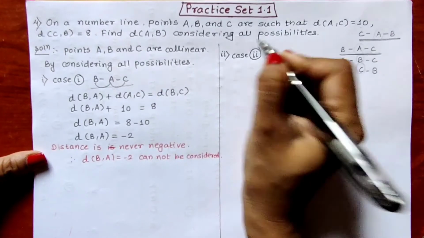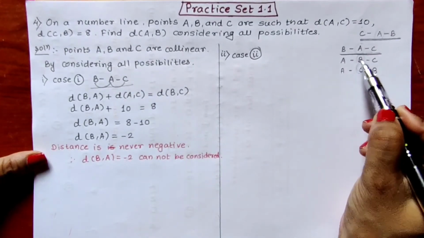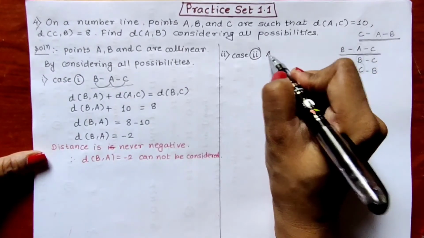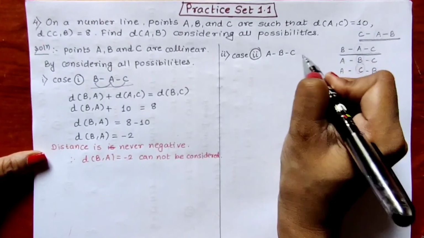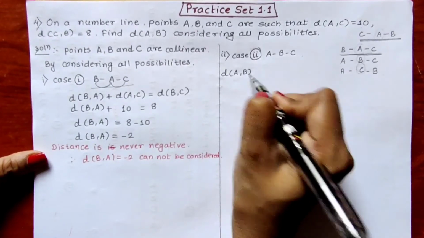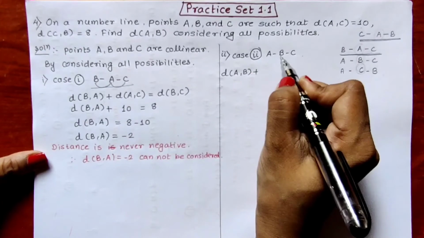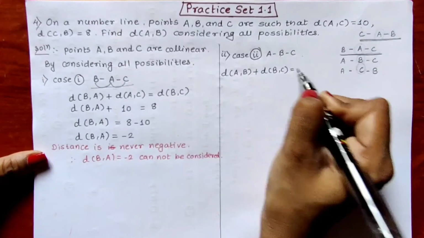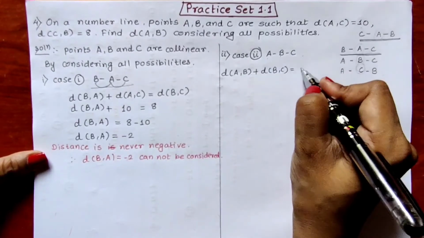In case 2, we have taken point B in between A and C. So we write here A-B-C. That means distance AB plus BC is equal to this full distance AC.